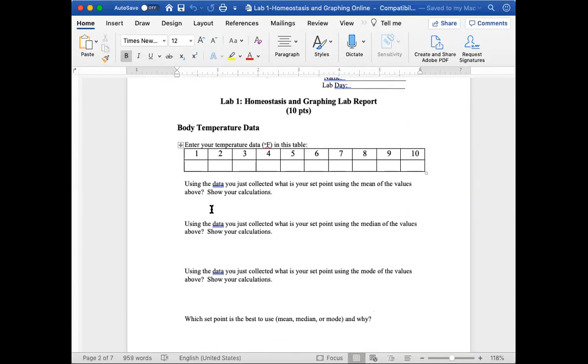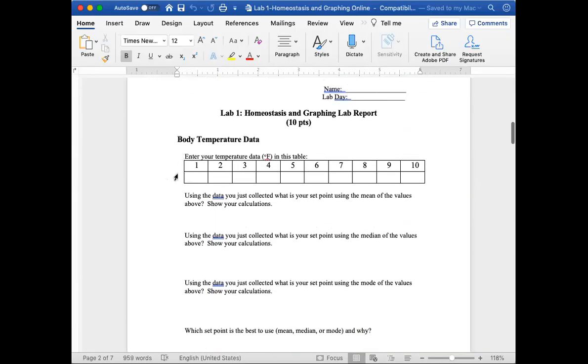Okay, so then the lab that you're going to hand in is right here. So body temperature data, you're going to put your data right here. You can either write it in or type it in, and then you're going to figure out your set point using the mean, which is the average. So you're going to add all of the numbers up and then divide by 10. Then you're going to use your median to figure out your set point.